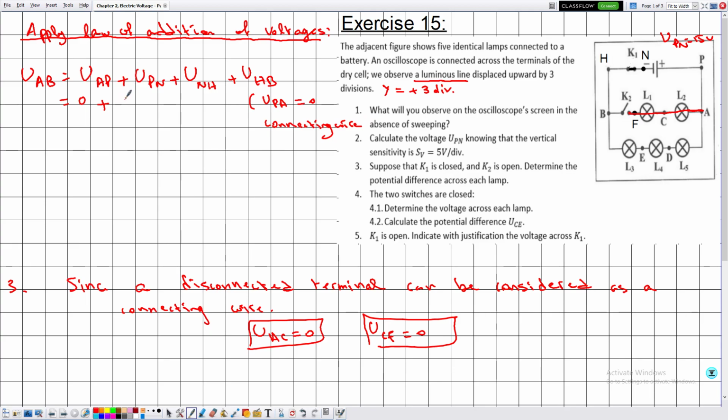As for UPN, it is given by 15. Across N and H, we have a closed switch. And across H and B, we have a connecting wire. And in this case, UAB is equal to 15 volts. Now, after we have determined the potential across these three lamps that are identical, we can say that since UAB is equal to 15 volts.